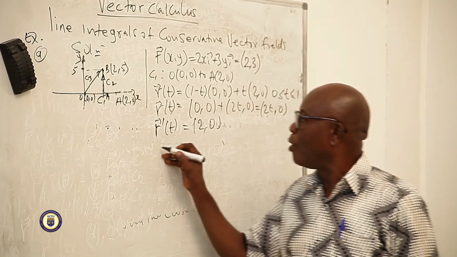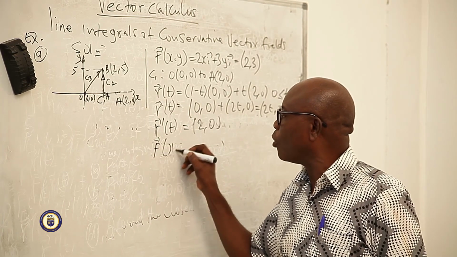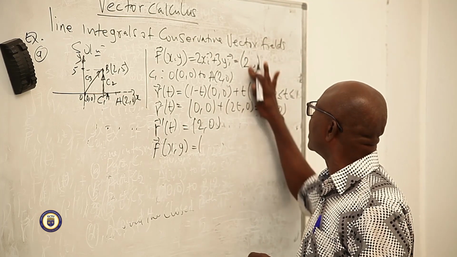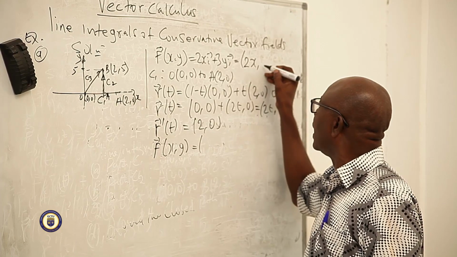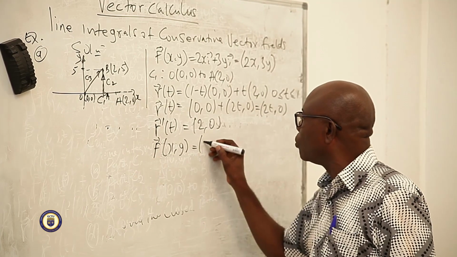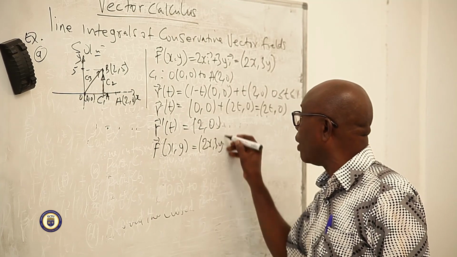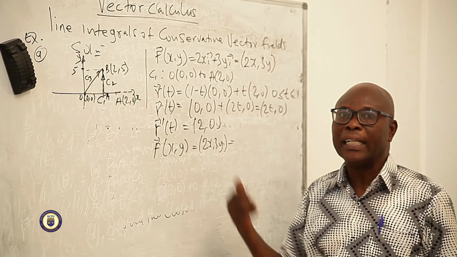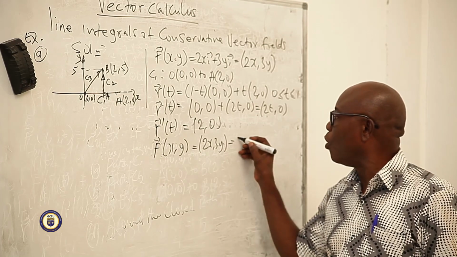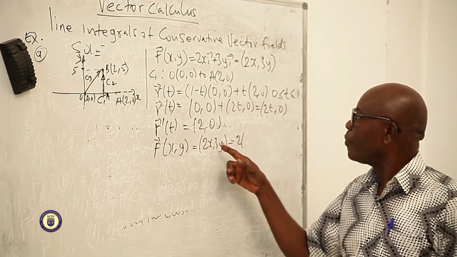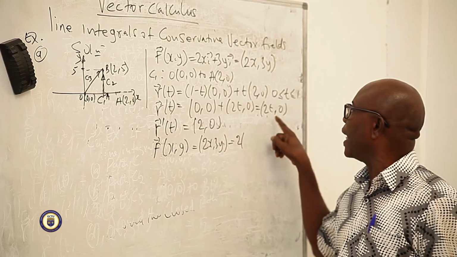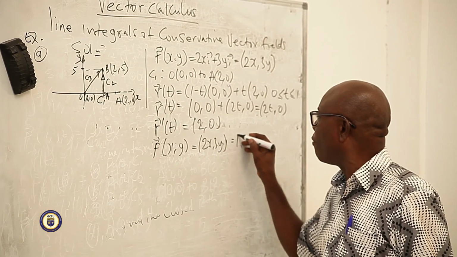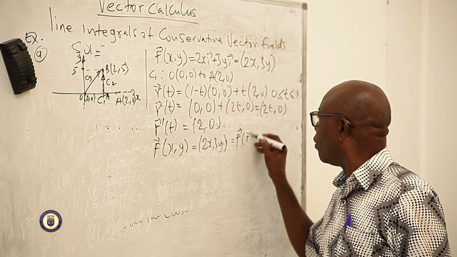Now F in terms of x and y gives us 2x and 3y. So we have to parameterize this F, and so we know x is given by r(t), and we can parameterize it and get F at r(t).